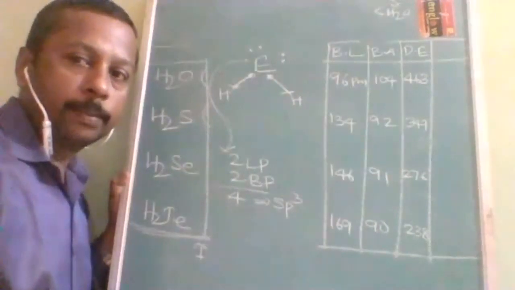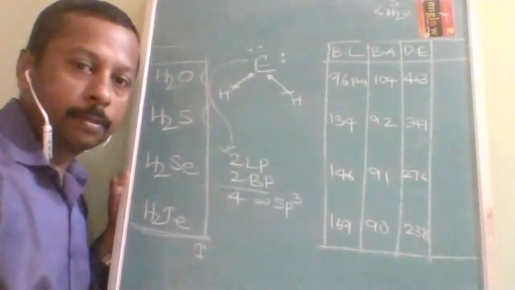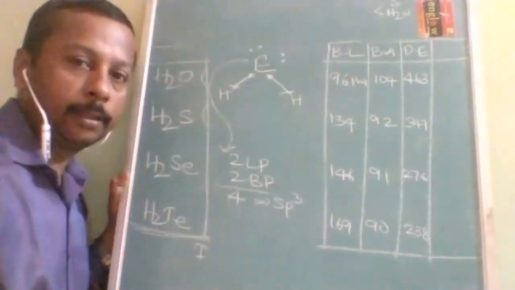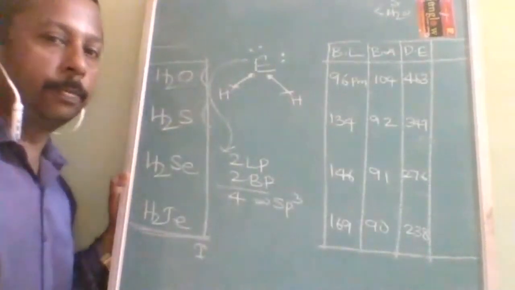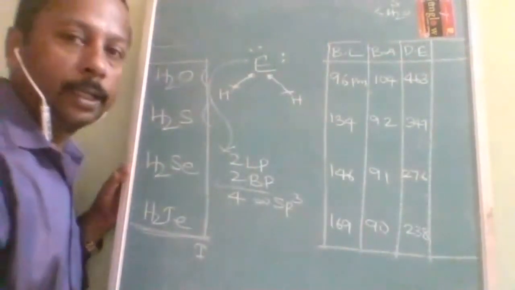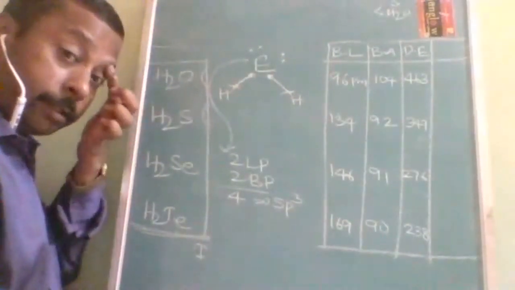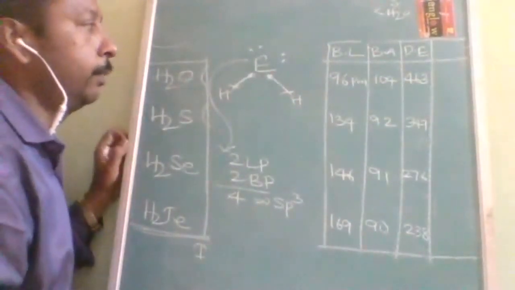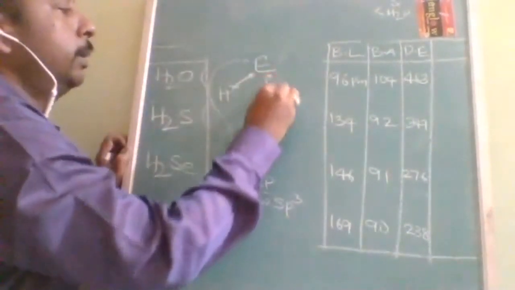Okay, so in sp3 hybridization, what should be the structure? The structure must be tetrahedral, but two places should be occupied by the lone pairs. Therefore, after eliminating the lone pair positions, the leftover structure is a bent structure. What is the leftover structure? Bent structure. Actually it is supposed to be like this.